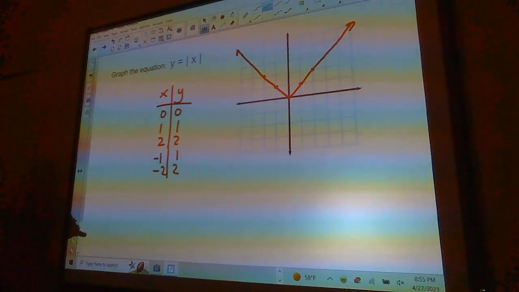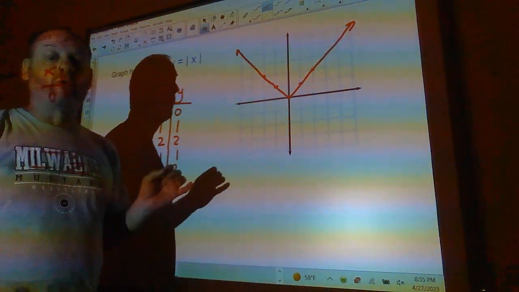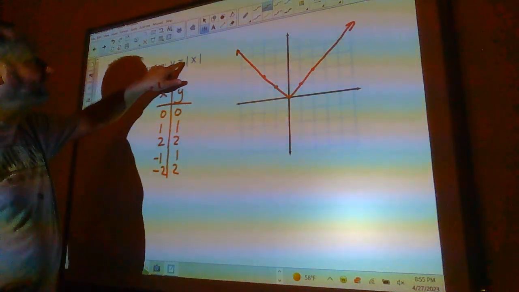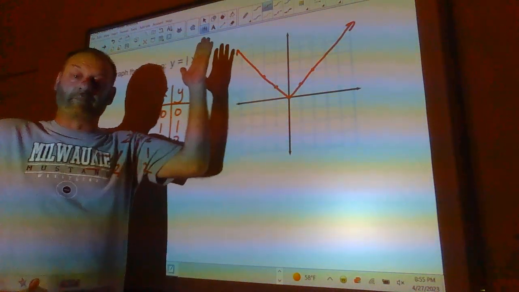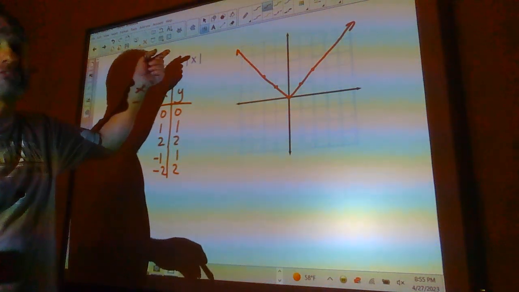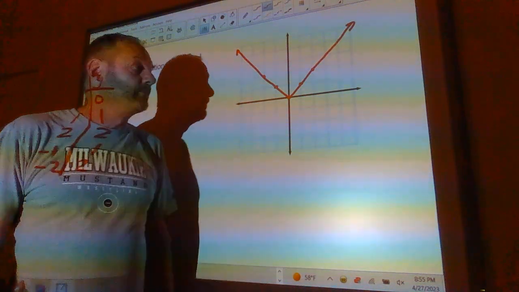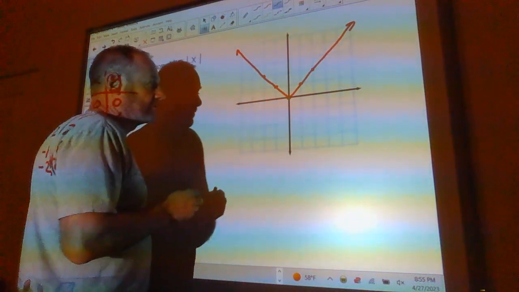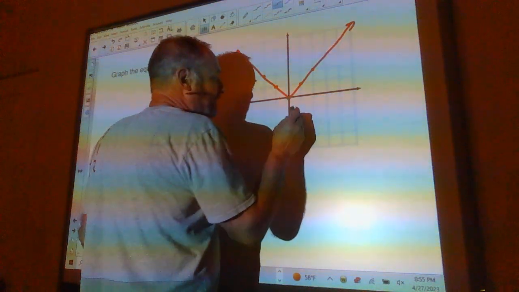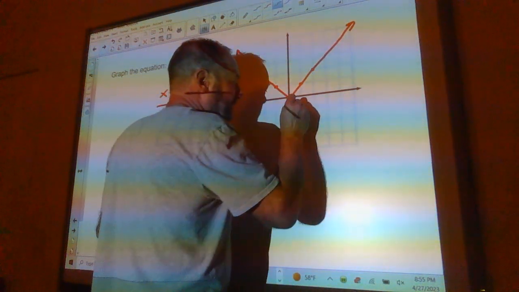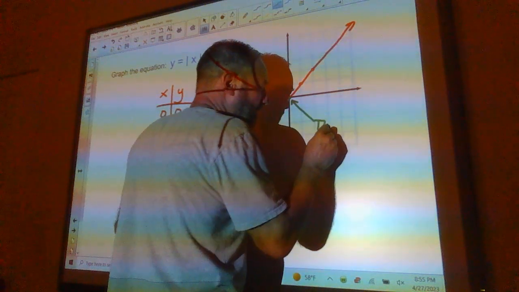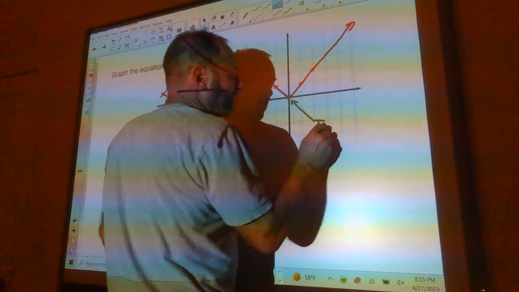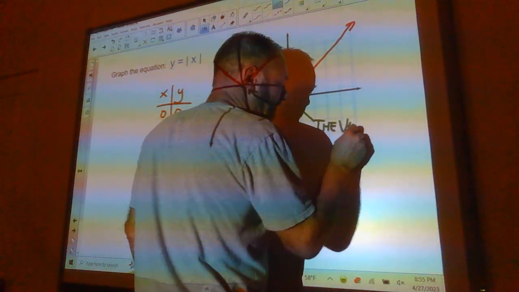Okay? Now, here's the thing. I said every absolute value is going to look like a V. If there's no sign out here, the V will open up. If there's a negative sign outside the absolute value, the V will open down. Okay? This point right here, which happens to be the origin, the bottom of the V or the top of the V, depending on which way it's oriented, that is called the vertex.